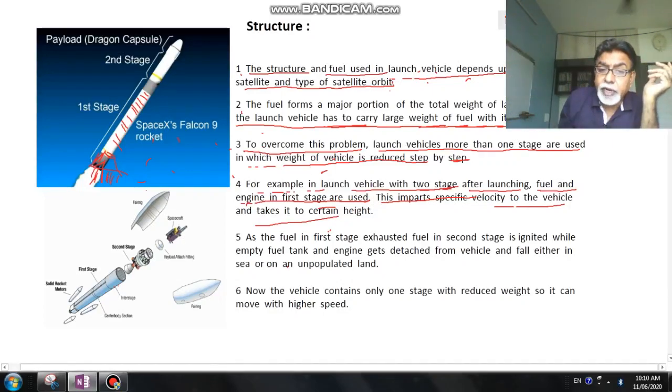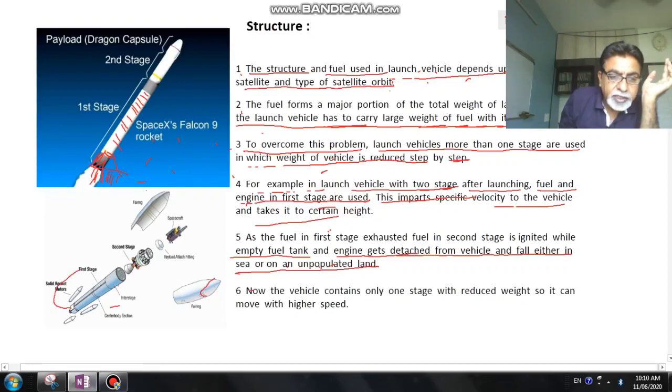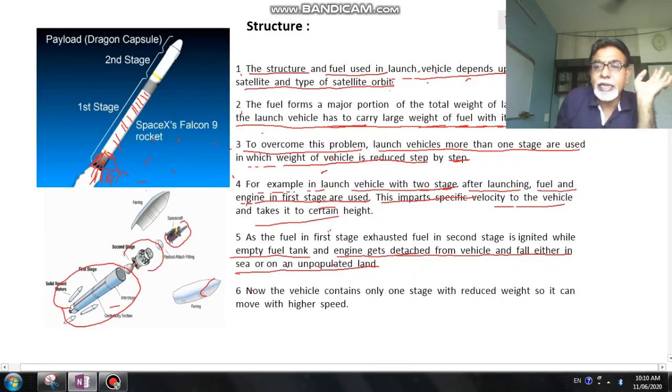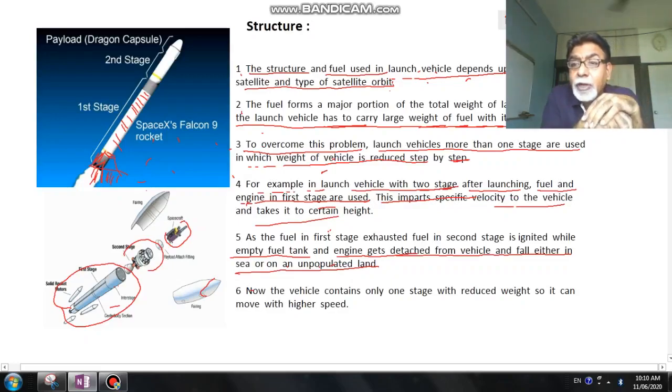So the empty fuel tank and engine will get detached from the vehicle and fall either in the sea or an unpopulated land, meaning no man's land. Look, it is shown here: the first stage is detached from the rocket, then this is the second stage, and then this is the payload, or the satellite, in that particular launch vehicle. What will be the benefit of this?